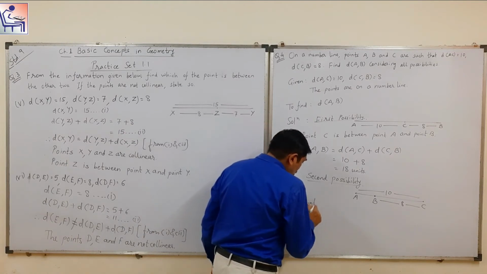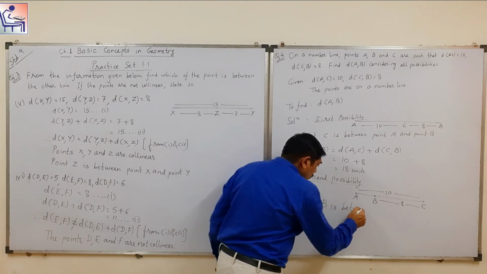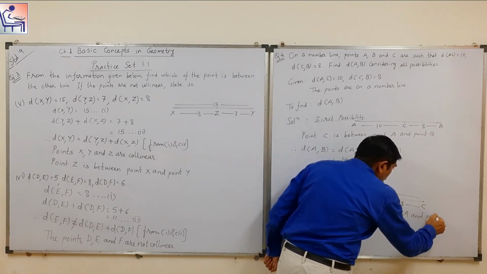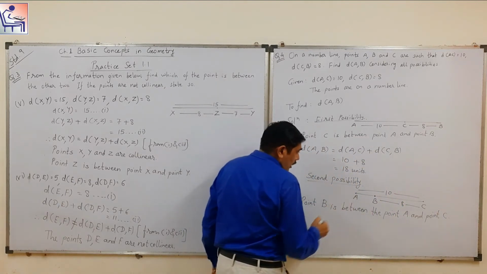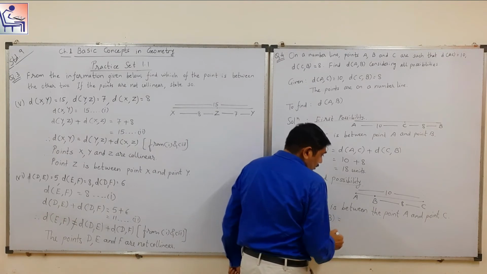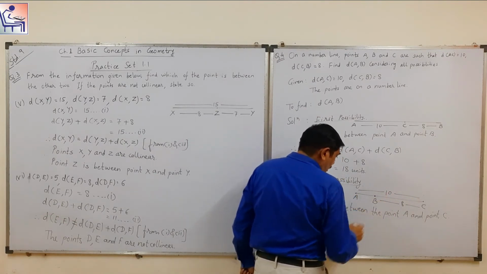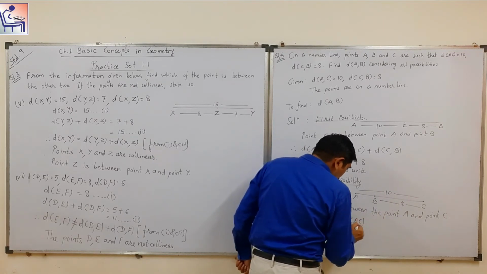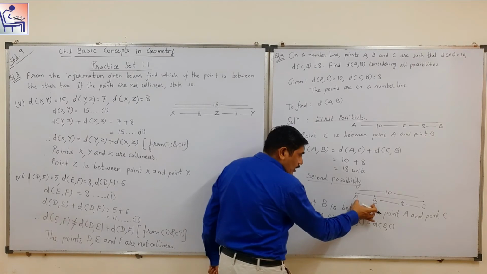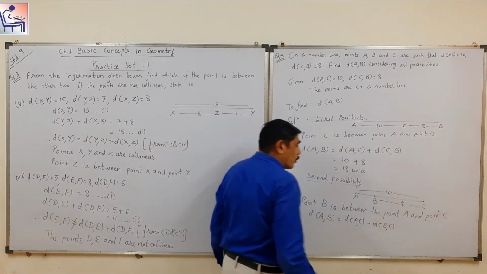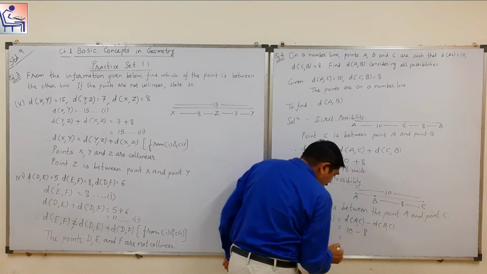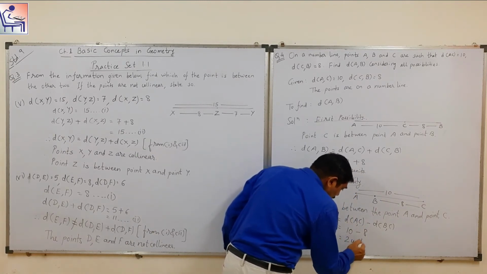Here I will say point B is between the point A and point C. So here, if you want to find out distance AB, then we have to deduct this distance BC from distance AC. So distance AC minus distance BC. Here if we have to find out distance AB, then we have to subtract distance BC from distance AC. And now distance AC is how much? 10 units. Distance BC is 8 units. So we can say that final answer is 2 units.